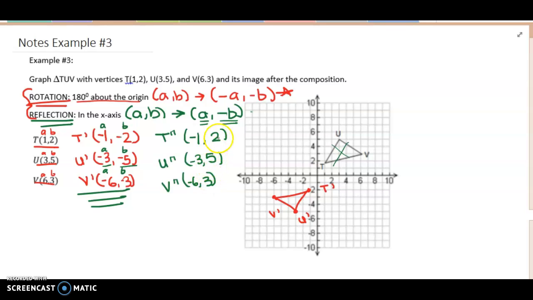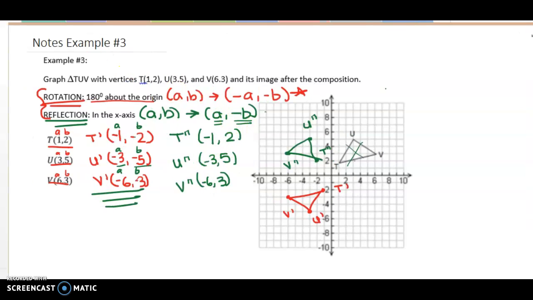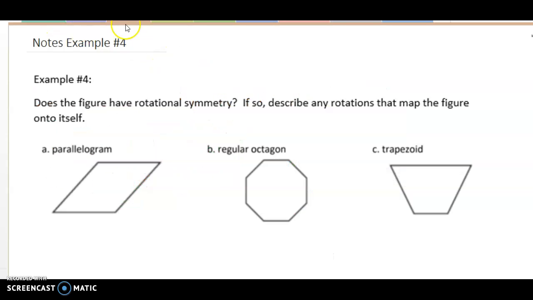And then go ahead and plot these. All right, so once you're done, this is what you should get. Make sure you label your U double prime, your V double prime, and your T double prime.